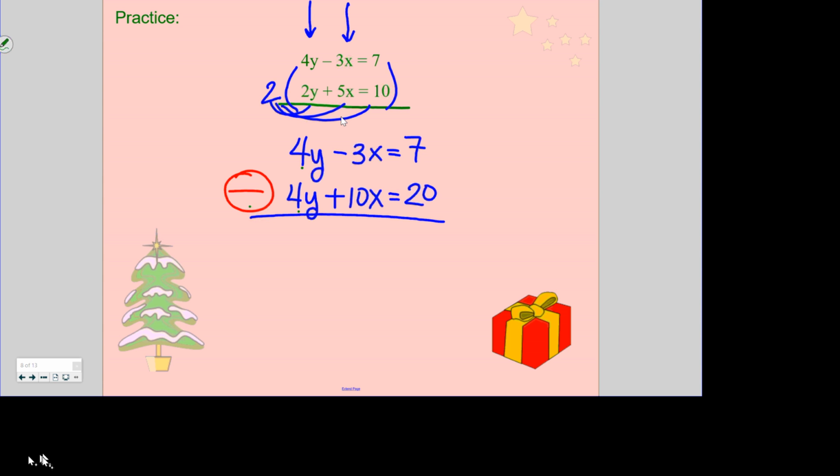So let's move over. Negative 3x minus 10x is a negative 13x. And 7 minus 20 is negative 13. Now I just solve for that one remaining x by dividing both sides by negative 13, meaning that x's value is equal to 1. We're not quite finished because we need to solve for y. So take one of your original equations, I'll take the second one, and replace the x in it with a 1.